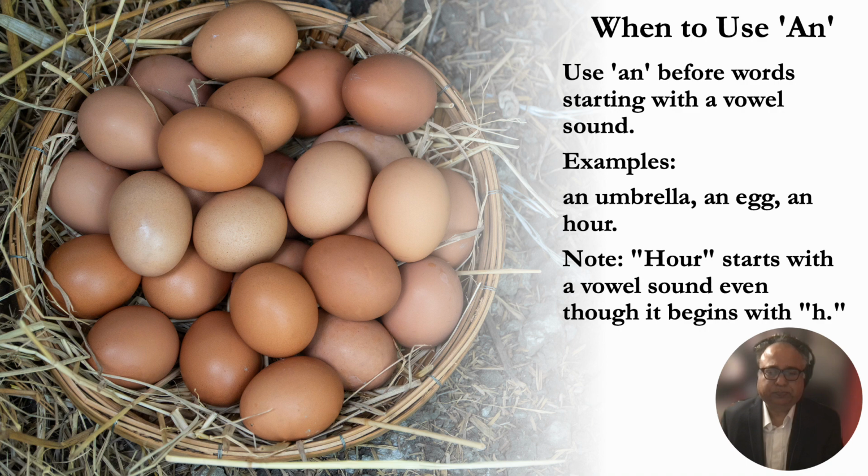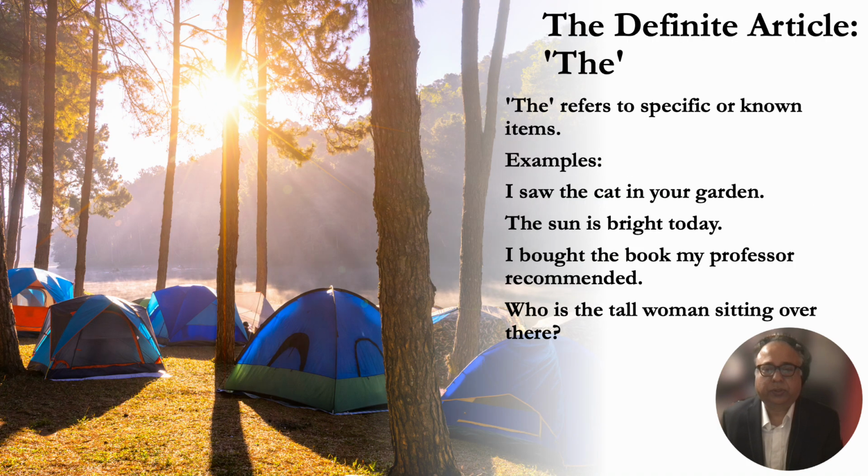Some examples are an umbrella, an egg, or an hour. Now you may be saying, wait, the H is a consonant sound. Well, it's not. It's a consonant letter, but the sound is a vowel. We say hour, not hour, right? So we say, I'll see you in an hour. Or I had an egg. Oh, it's raining. I need an umbrella. All right? So far, so good.